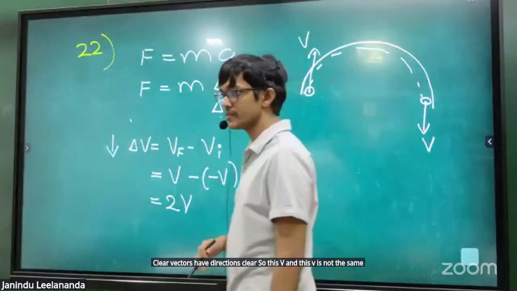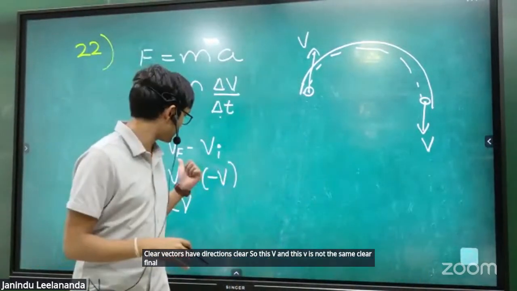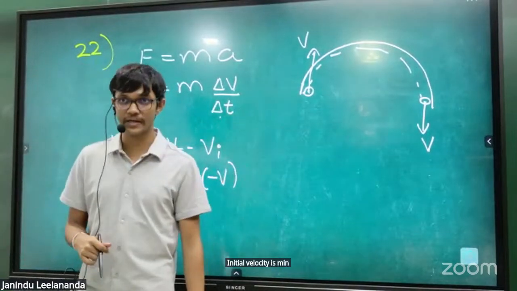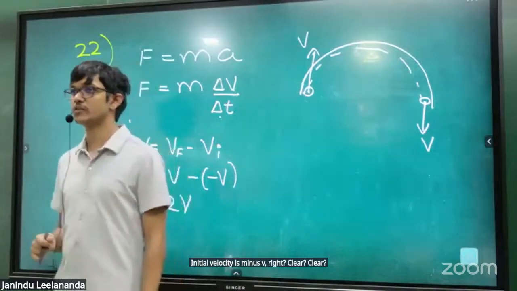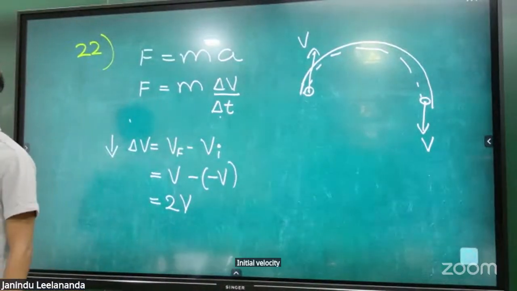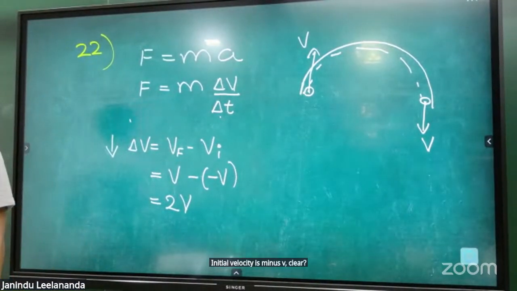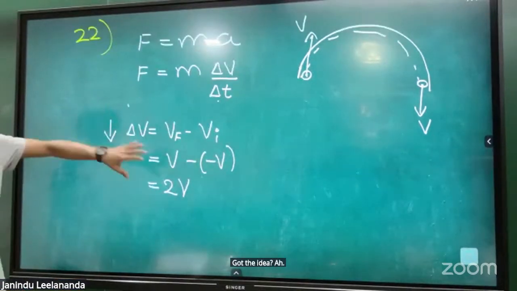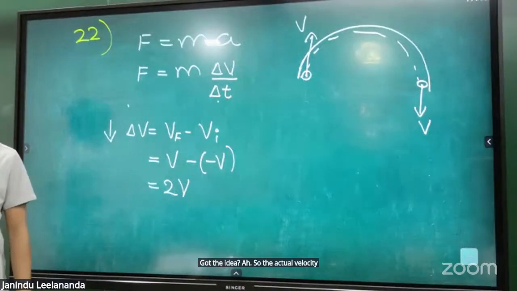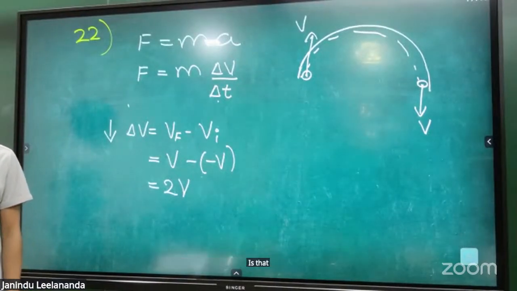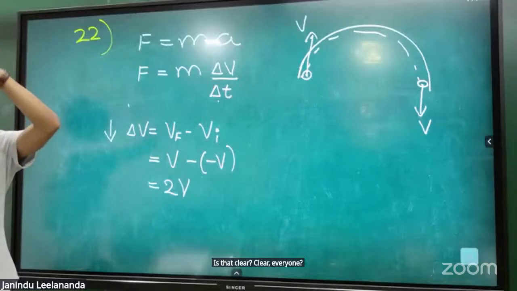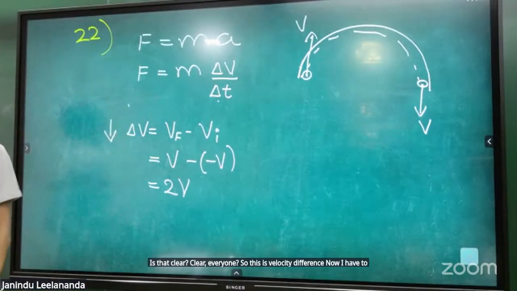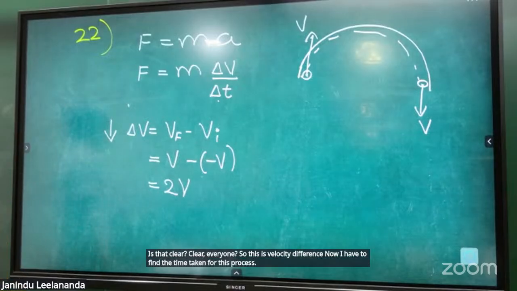Final velocity is v. Initial velocity is minus v. Clear? So the actual velocity difference is 2 into v. Clear, everyone? So this is the velocity difference. Now I have to find the time taken for this process. How can I find the time taken for this process?